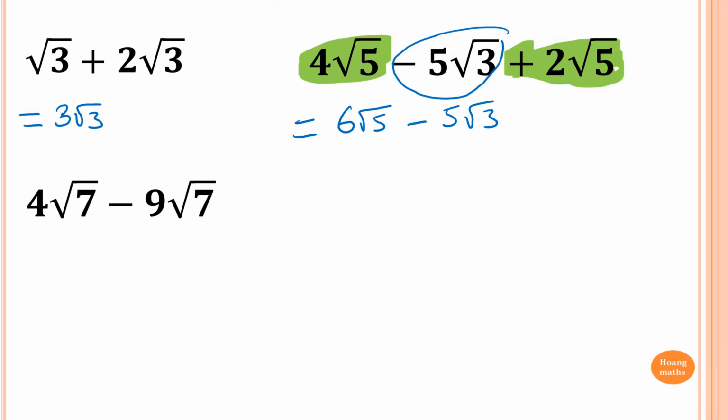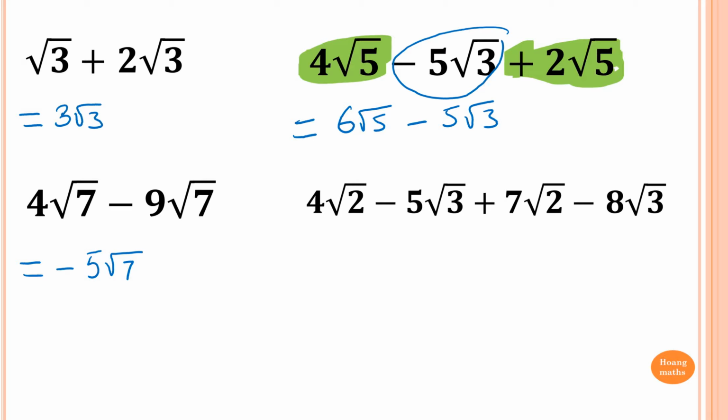Now this one, same thing. So you got 4 root 7 minus 9 root 7, just like 4x minus 9x. So 4 minus 9 is minus 5. So it's just minus 5 and then square root of 7.